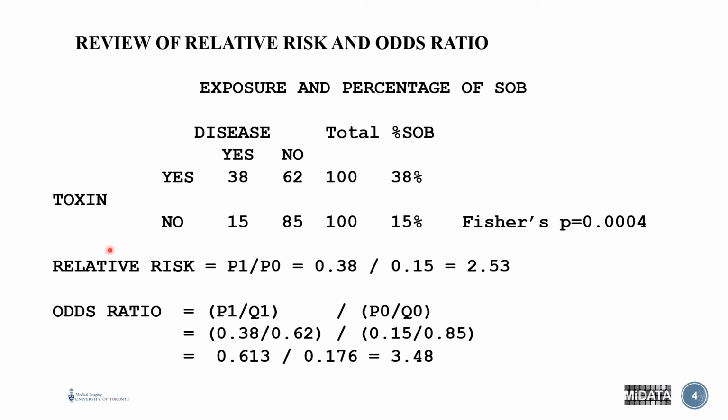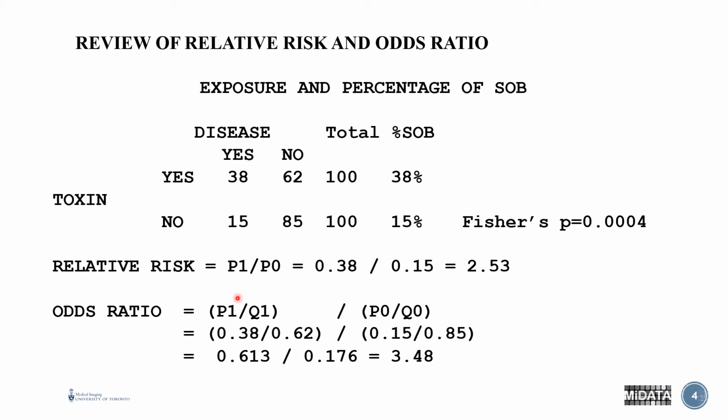So let's do that. A relative risk is the probability of getting the disease when you are exposed to the toxin over the probability of getting the disease when you are not exposed to the toxin. In this case, it's 0.38 over 0.15, which gives you 2.53. Easy, right? Odds ratio, not as straightforward.